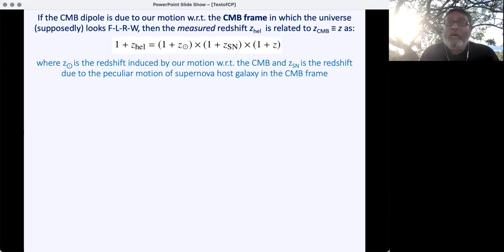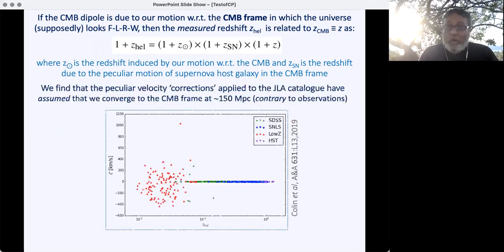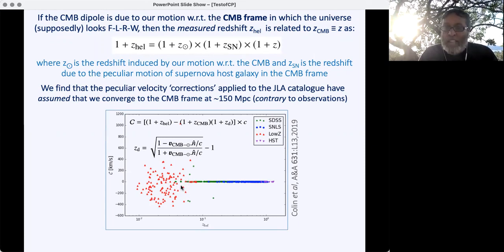But we don't live in that universe. So when we actually measure the redshift from the heliocentric frame, which is where we are, we have to make all these corrections to go to that idealized universe where the Friedmann equation holds. Two years ago, we looked at the corrections that have been applied in the JLA catalog; I call them C here. You can tell from this plot that they have assumed these corrections basically disappear at a distance of 150 megaparsecs. In other words, they ignore all the evidence that I showed you that the flow is actually continuing beyond that. They have adopted an unphysical model in which the flow abruptly stops at 150 megaparsecs, which violates continuity for a start, and also basic dynamics.